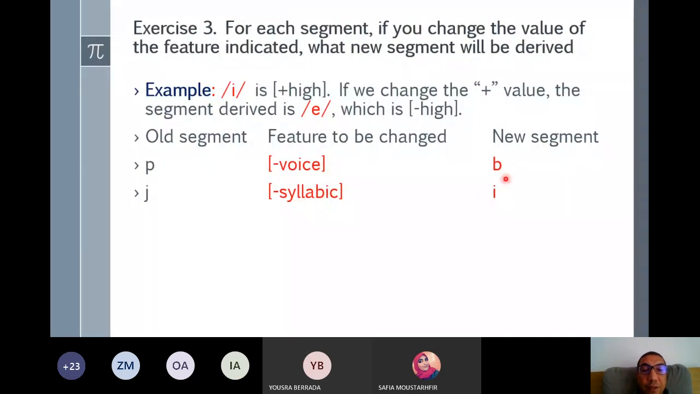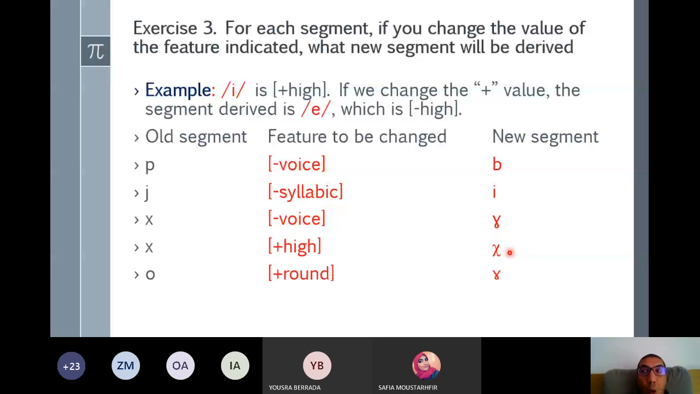This one is minus voice. If we change minus voice into plus voice, then we will have the corresponding velar voiced R sound. Note that we can also change the velar h to plus high, and it becomes the uvular h sound. So sorry, h is plus high. If you change plus into minus high, then you will derive the uvular h, which is minus high.